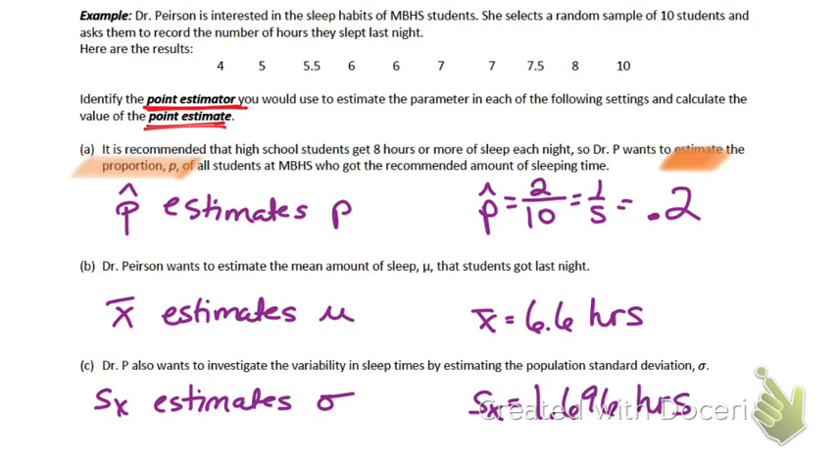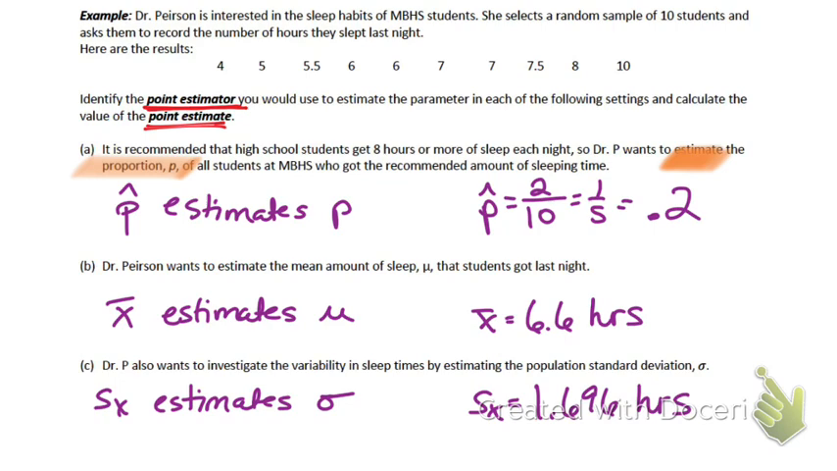1.696? Perfect. That is the standard deviation. Now, again, I want to be very clear, and I will probably never talk about it again, so I hope you got it. The point estimator is just this notation, p hat. P hat is the point estimator for this problem. X bar is the point estimator for part B, and S sub x is the point estimator for part C.